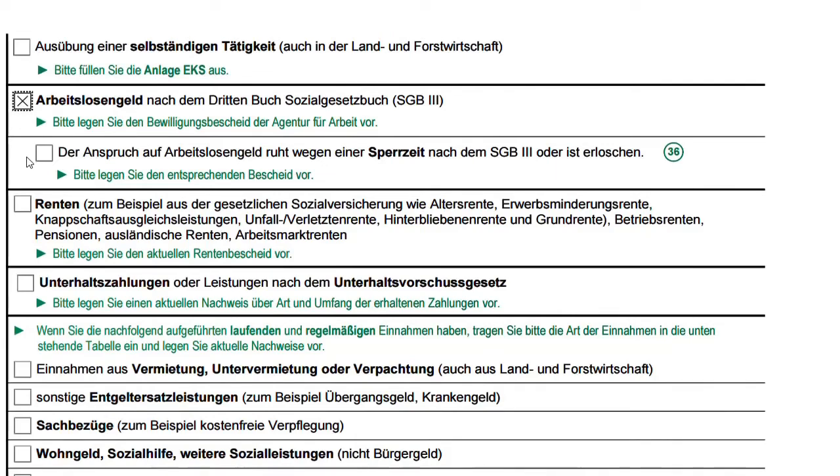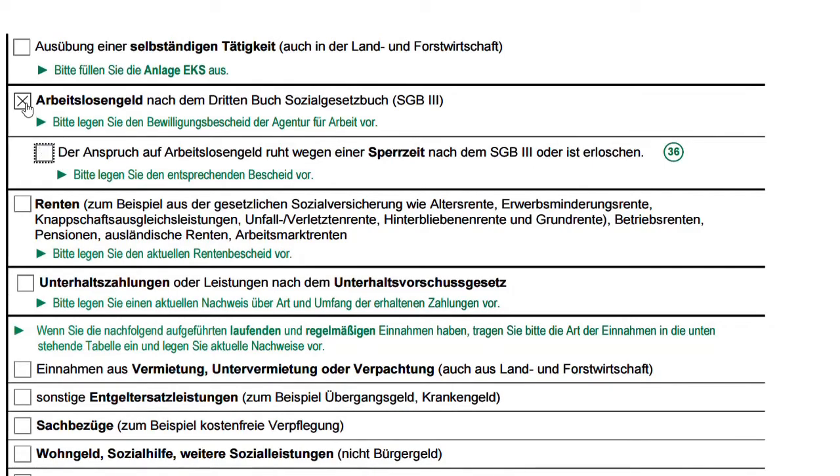If the entitlement to unemployment benefit is being suspended for this person due to a blocking period according to the third book of the social code, or it has expired, you mark here with a cross, and you should also send the job center proof of it.